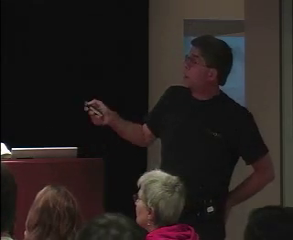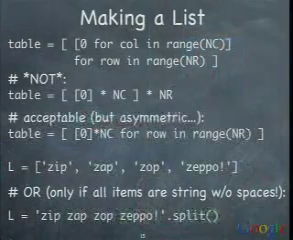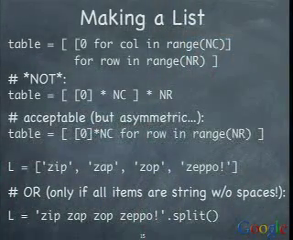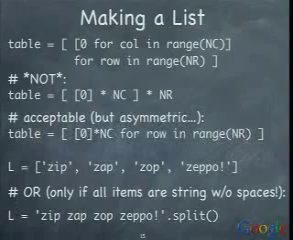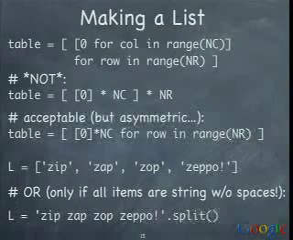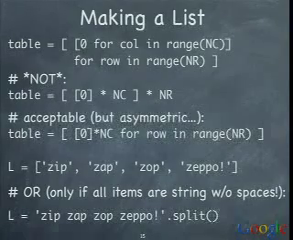OK, how do you make a list? This is a little recipe, pretty important. You don't do this. This would take the list containing the single item 0 and repeat it NC times. So that gives you one list with NC zeros. And so far, so good.